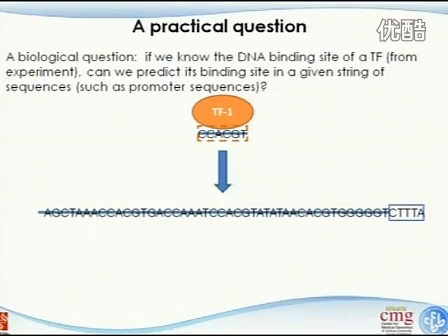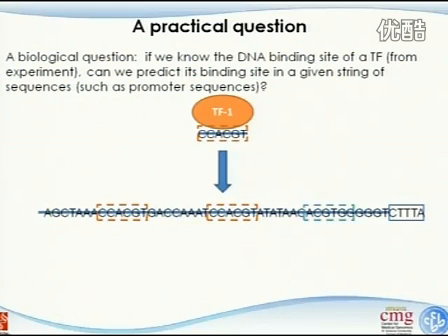So a practical biological question here is, if we know the DNA binding sites of a transcription factor, can we predict its binding sites in a given string of sequence? Let's say this is the gene, this is the promoter region, and we know this transcription factor likes to bind CCACGT, all right? And we know the promoter sequence, so can we know whether this protein binds in this promoter or not? It's pretty simple. You just look for whether there is CCACGT in the promoter region, and then you should be able to get the answer. If there is one, it has the opportunity to bind there.